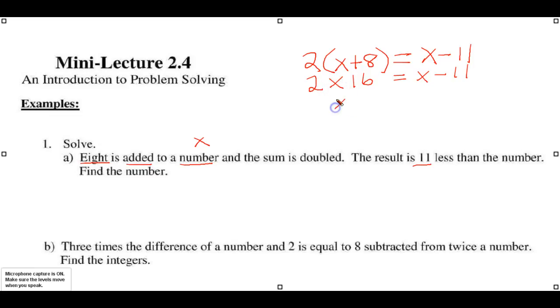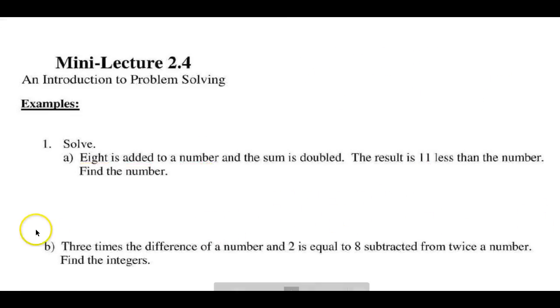Transpose the x, this gives us an x on this side. Transpose the plus 16 becomes a negative 16 on this side. So that's a negative 27. So they're asking you to find the number, and there is your answer. All right, let's bring it up and take a look at the next one.